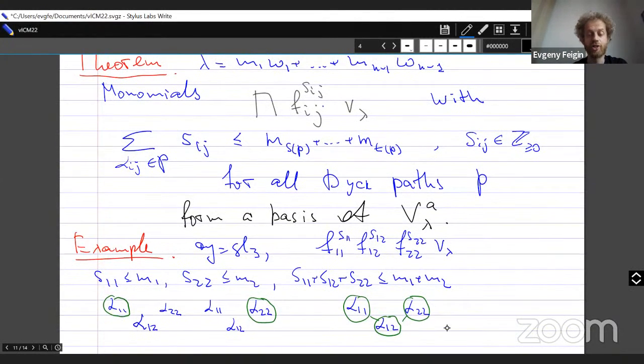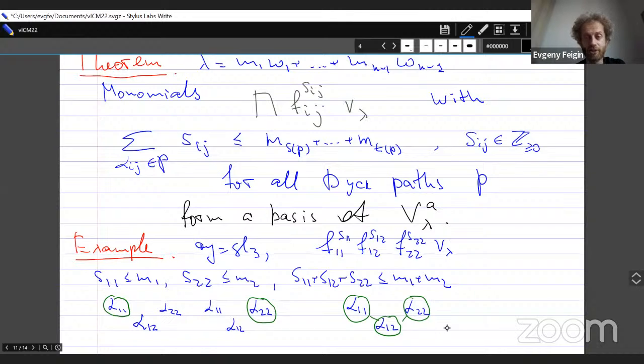Let's take G being SL3, and then we have three positive roots, alpha 1,1, alpha 2,2, and alpha 1,2. We take F11 raised to the power s11, F12 to the power s12, and F22 to the power s22, and we apply it to V lambda. And so we want to know when this is a basis.